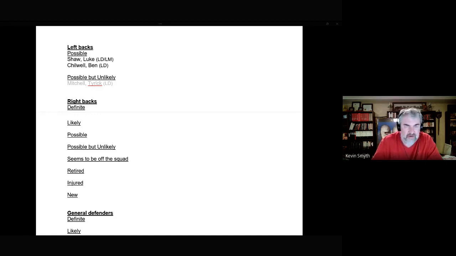So the position kind of seems to be in a bit of flux right now, with the 2 main candidates, Shaw and Chilwell, not being there for the last 4 games. So we'll see if they're able to resume that position. But again, even with that, since after the World Cup, it's kind of been in flux as to who is in that position.